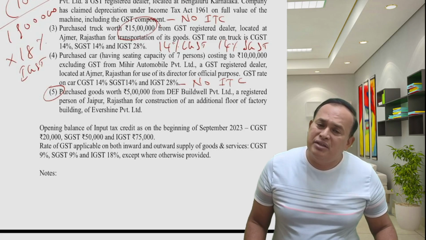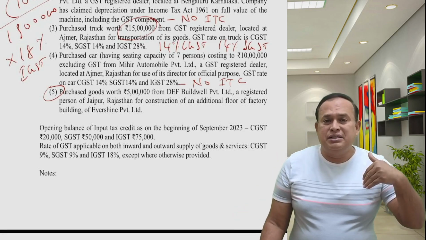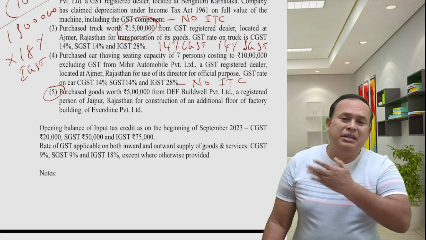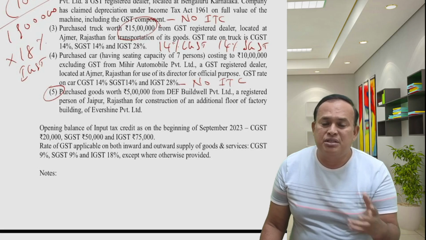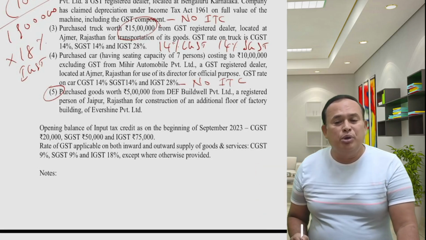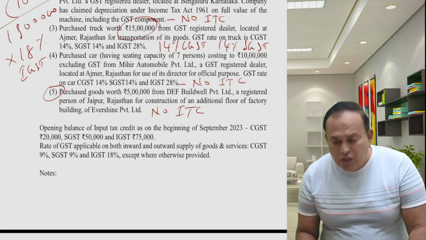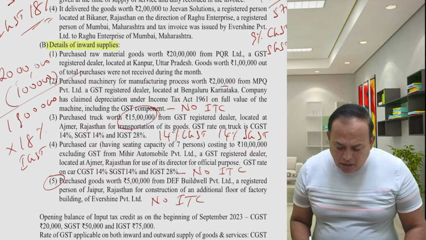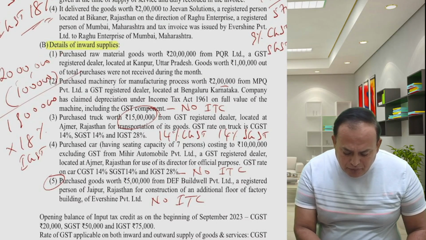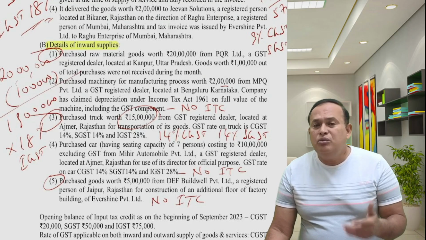Works contract services in general, ITC not allowed unless in specific cases. Specific exceptions are separate. Here there are no such specific exceptions. As a result, this is also a blocked credit. Therefore, no ITC. So as a whole, we have the input tax credit on point number 1 as well as point number 3 only. We have the input tax credit and opening balance.